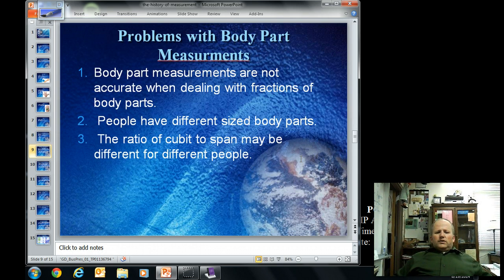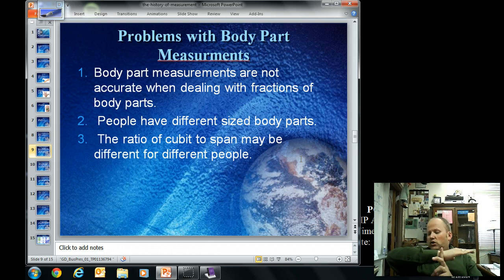The biggest issue is, number two, people have different sized body parts, so your cubit and my cubit might be the same, but chances are they weren't the same. And number three, the ratio of a cubit to a span may be different for different people, so your cubit and mine might be the same, but our spans may not. Body part measurements are not an accurate way of dealing with fractions. I mean, if you have a digit, that might be okay, but what do you do if you only measure to here?